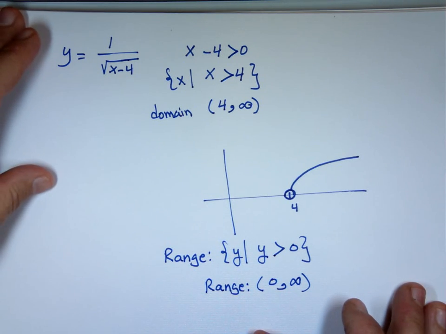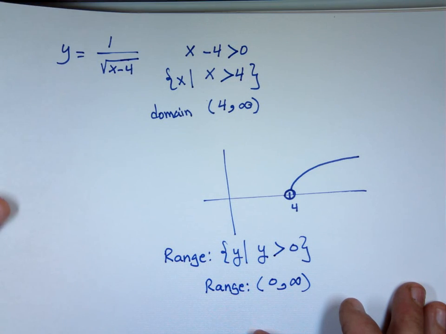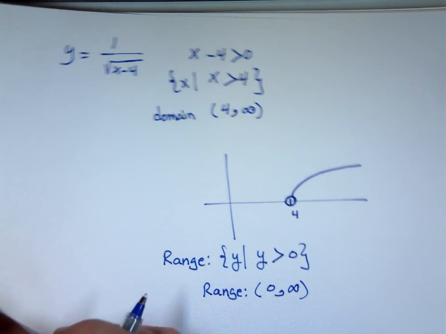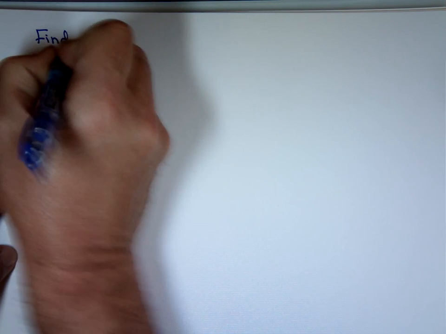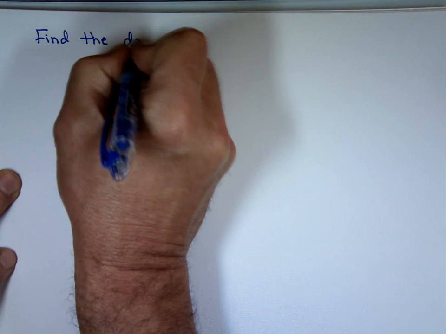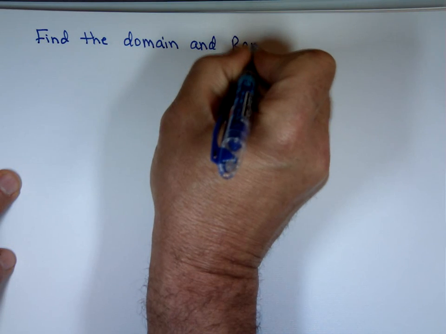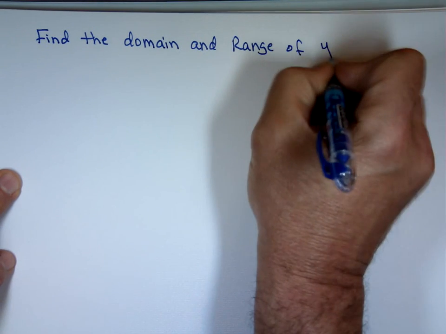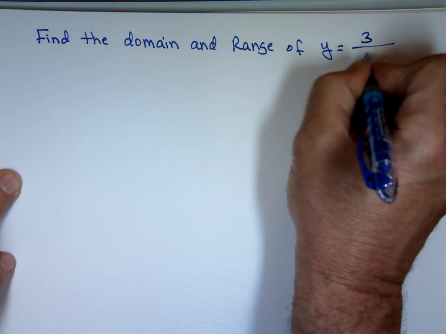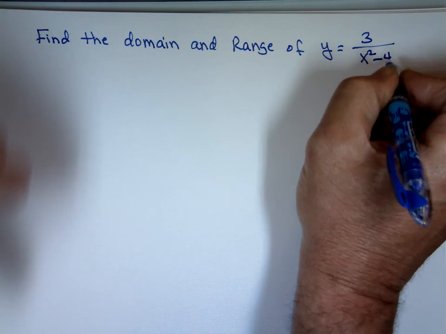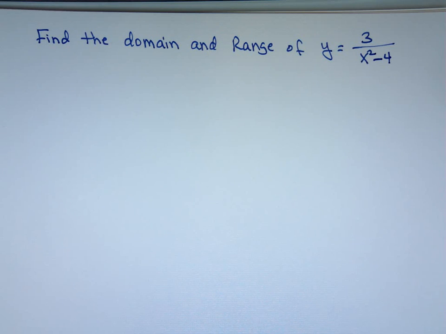One more example on the domain and the range, then I'll leave it alone. I think you got it. Find the domain and the range of y equals 3 over x squared minus 4. Begin with the domain.